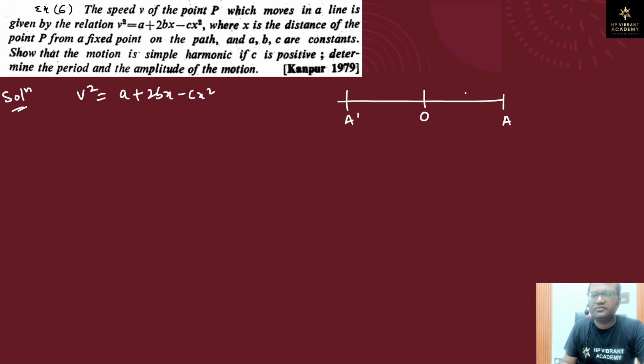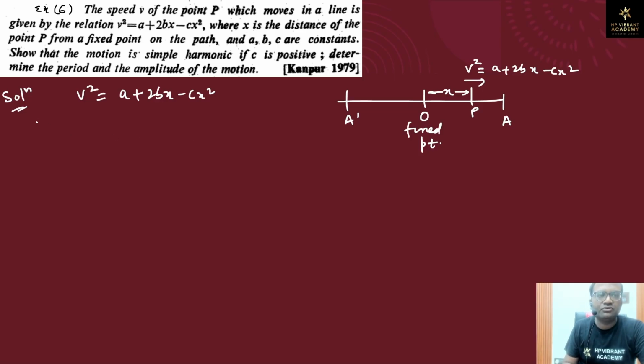So the speed v at a distance x of the point P from the fixed point on the path is given by this expression: v square is equal to a plus 2bx minus cx square, where x is the distance of the point P from the fixed point. So this is the fixed point, and a, b, c are constants.